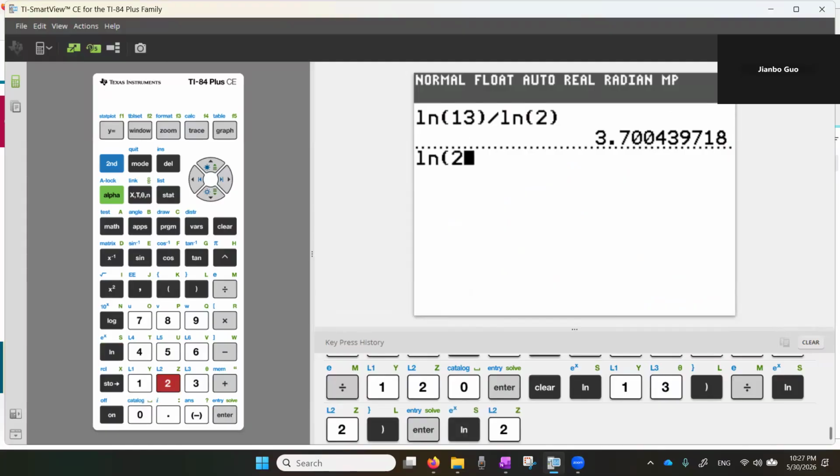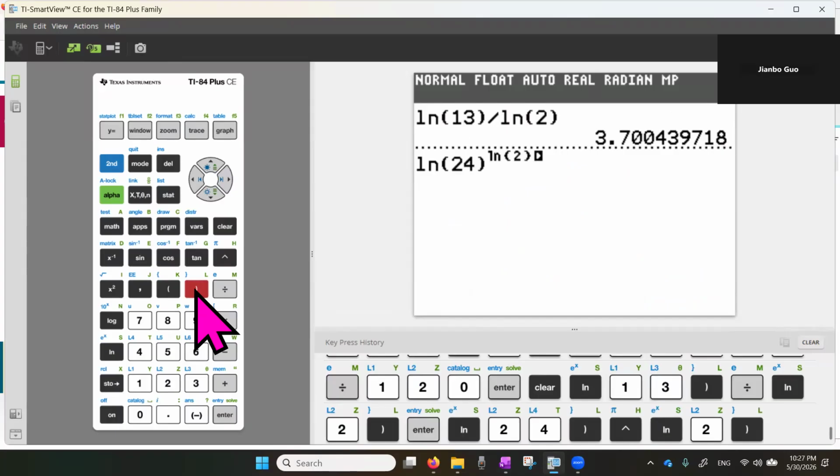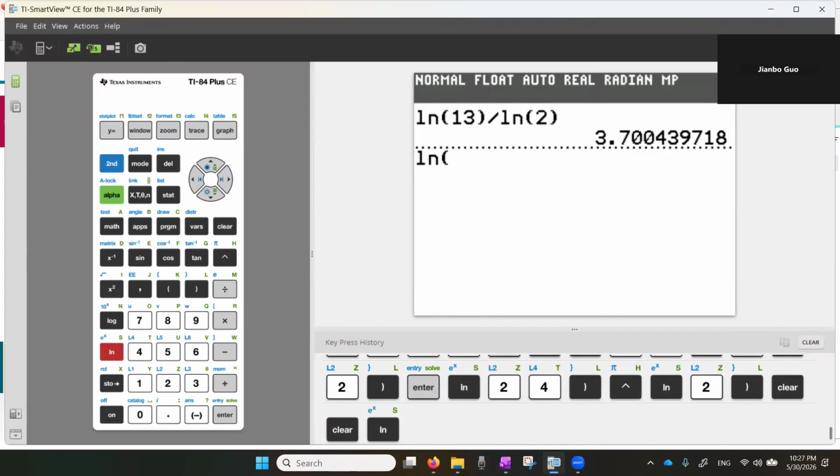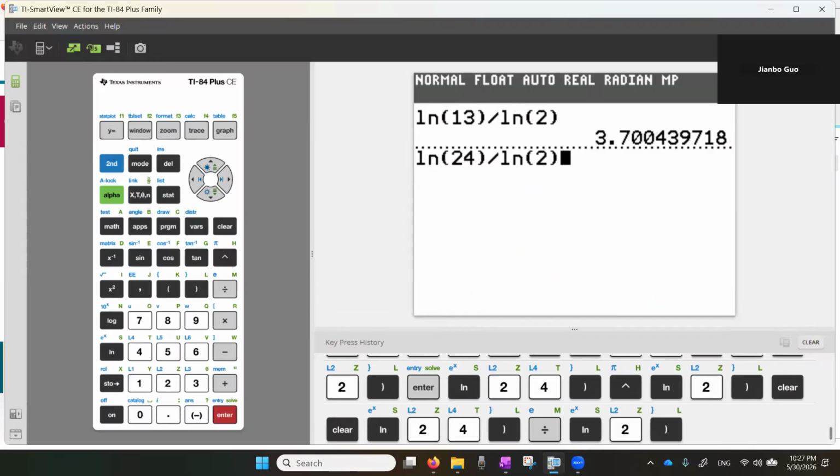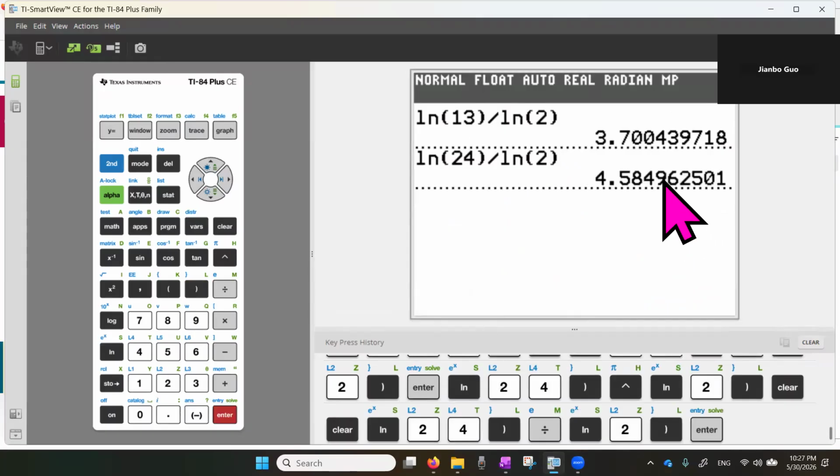Ln 24 divided by ln 2. My bad, sorry. Ln 24 divided by ln 2. To 4 decimal places, this one is going to be 0 because 6 is bigger than 5. 4.5850.